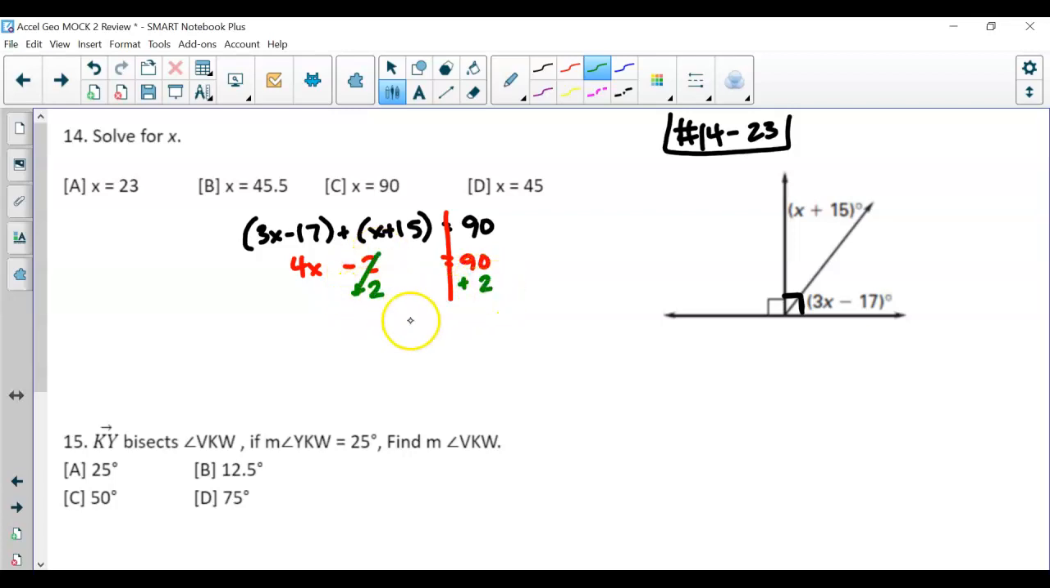Add 2 to both sides. 4x is equal to 92. So when you divide by 4, that's how you get A, 23.